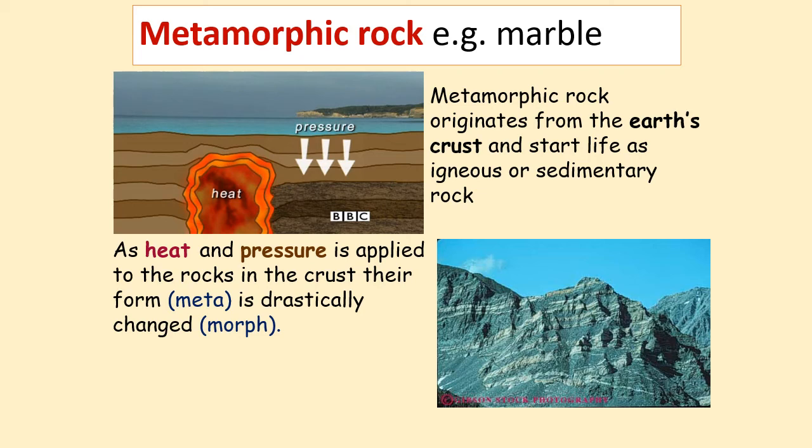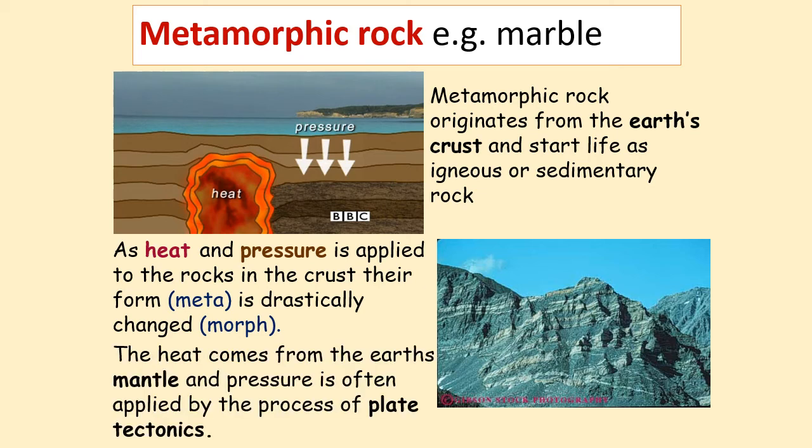So their form is known as their meta, and a change is known as a morph, which is why we get the name metamorphic rock. So if a sedimentary or igneous rock gets a lot of heat or a lot of pressure applied to it, the form of the rock can change. The heat usually comes from the Earth's mantle, and the pressure is often applied through plate tectonics. So that is, the Earth's crust is made up of different sections called plates, which are moving very slowly, and as they move, they're going to apply pressure.